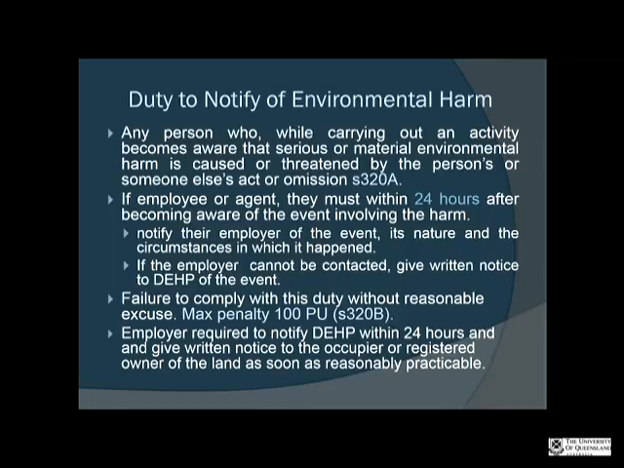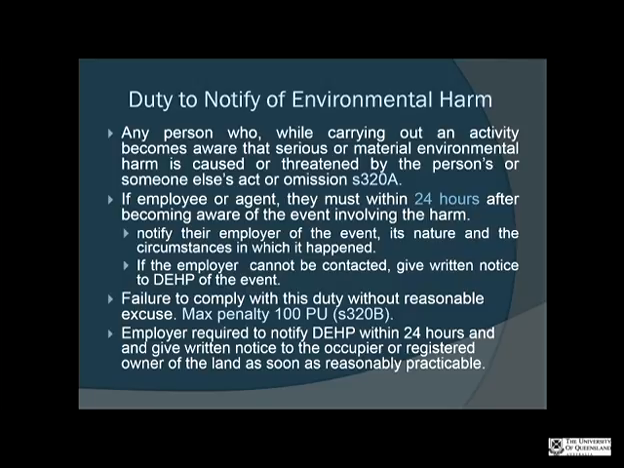So this is for employees. These are the contractors out on site. You know, they're not particularly highly paid, but an obligation is put on their shoulders to say, you must notify. The employer then has 24 hours to notify the department, and they should also give written notice to the occupier or the registered owner of the land as soon as reasonably practicable.